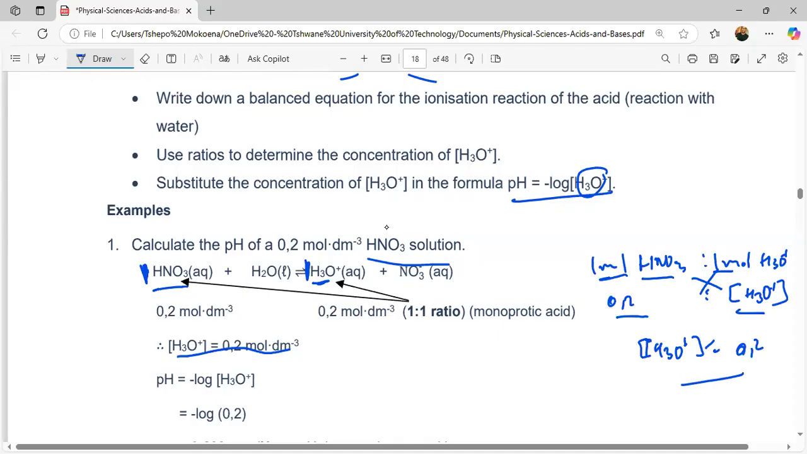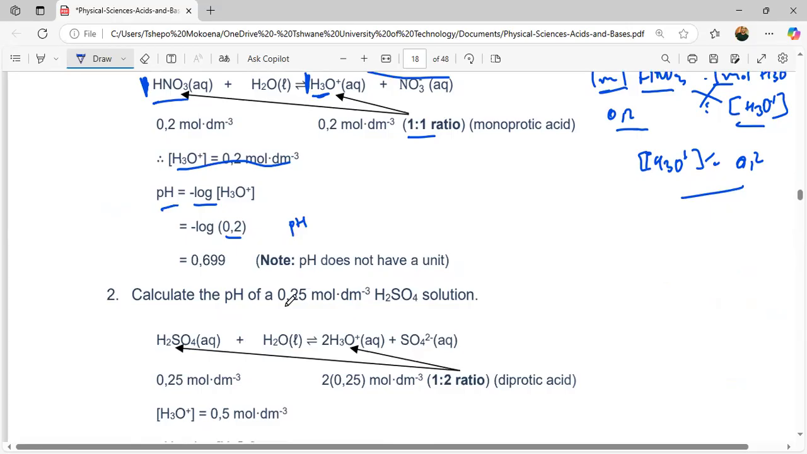Because we are looking for pH, now we can use that equation. pH is equal to negative log of the concentration of H3O+ ions. Then you substitute the concentration, and you get your pH. This is very important: balance your chemical equation, because here the ratio is 1:1. Sometimes it could be 1:2, which will affect the pH.